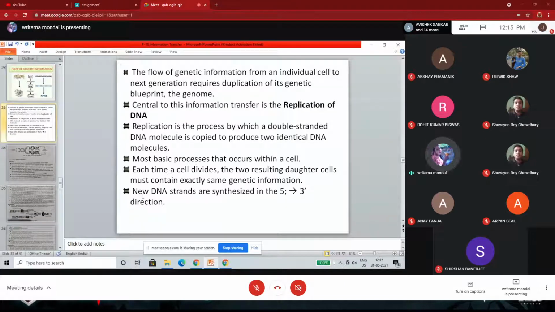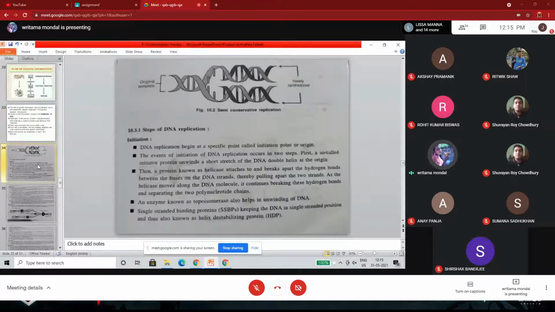In mitosis, the chromosome number is conserved within each species. We have 46 chromosomes, so by this the DNA or chromosome number is conserved. New DNA is synthesized in the 5' to 3' orientation. Only in the 5' to 3' direction does DNA synthesis or DNA replication occur.